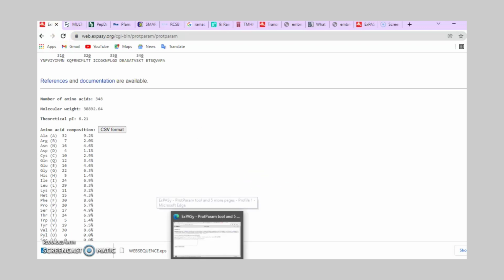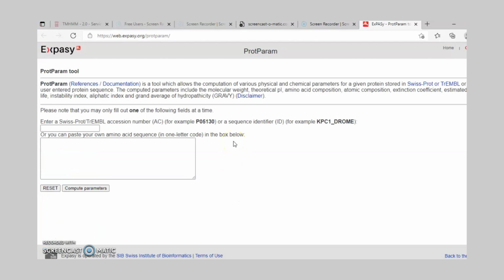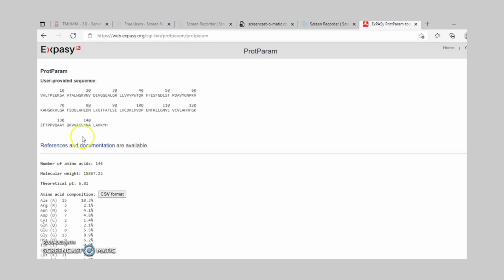I've pasted the sequence here and clicked compute parameters. This will give me the user-provided sequence. So this is amino acid 1 to 10, 11 to 20, 21 to 30, to get to this 141, 142, 143, 144, 145, 146. So this is a total number of 146 amino acids.